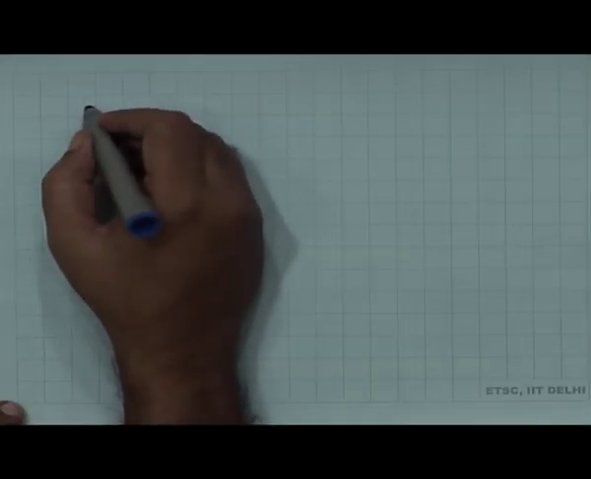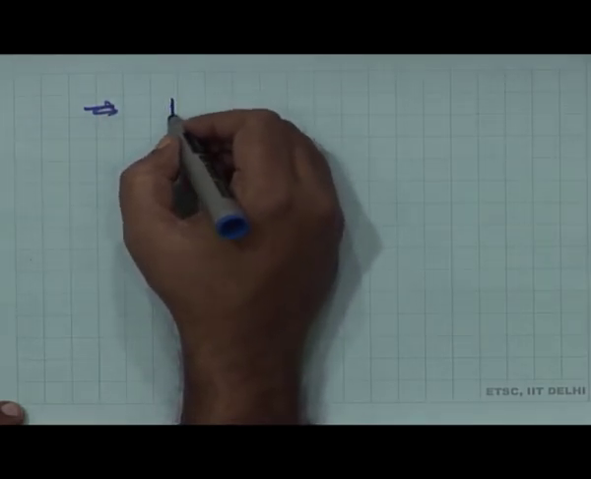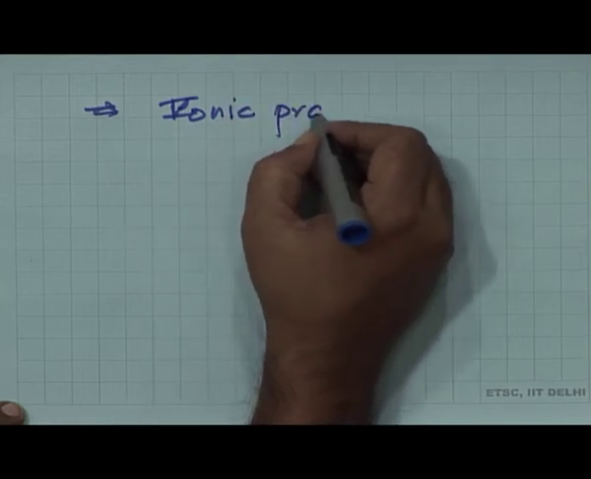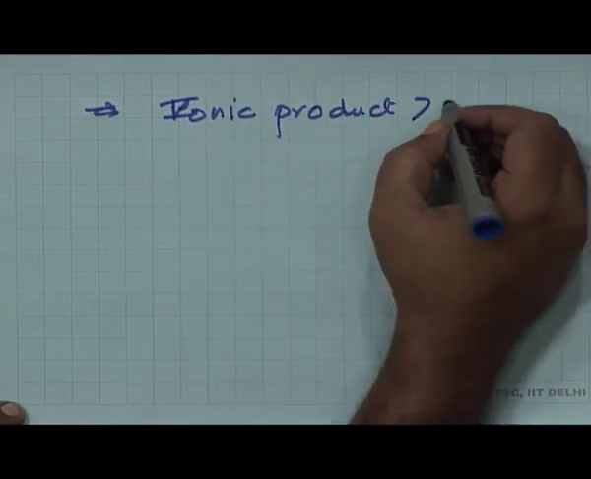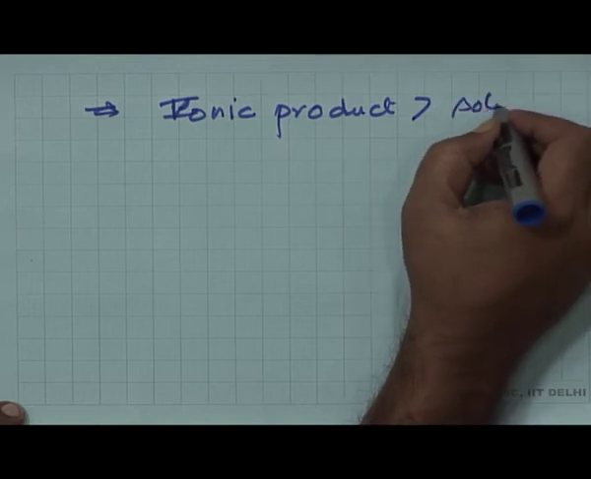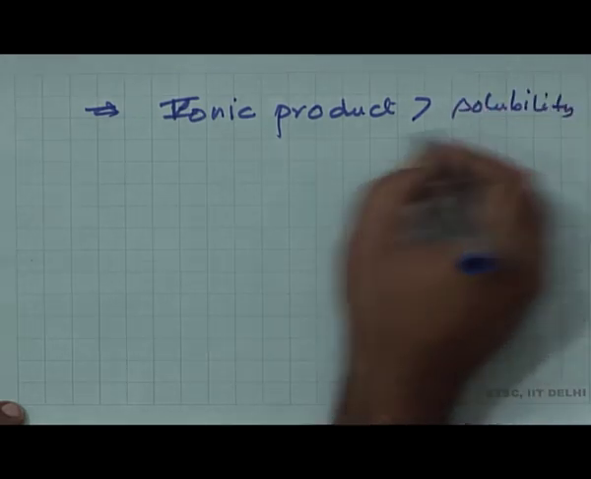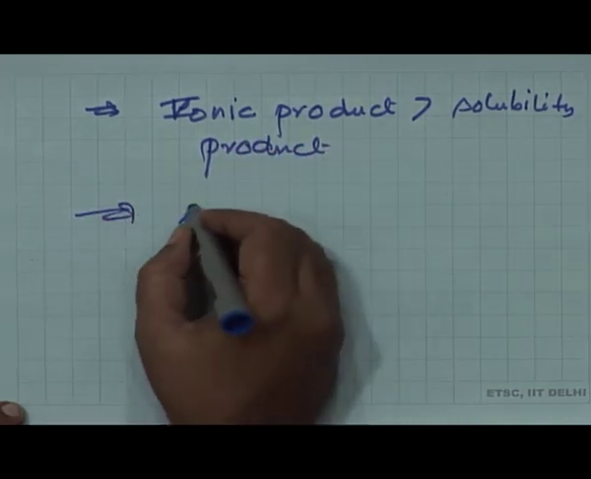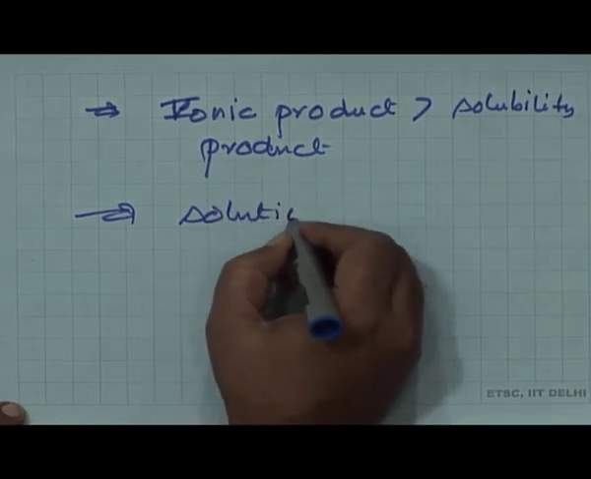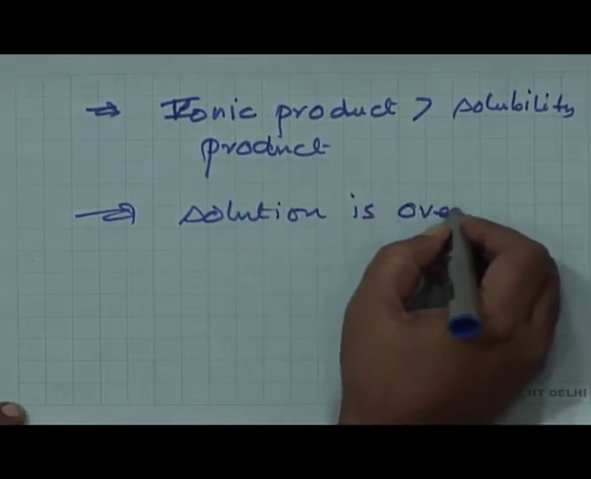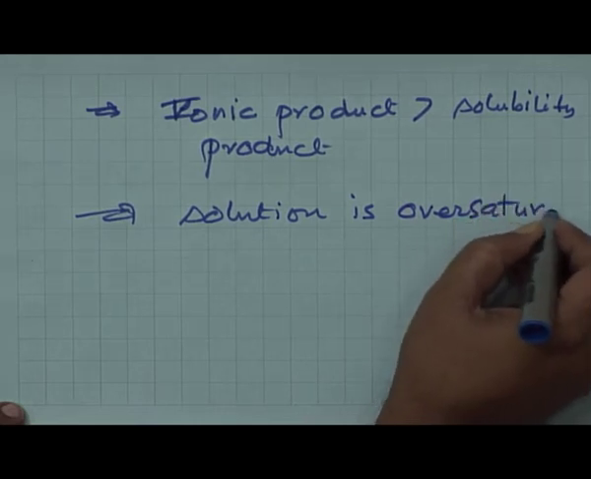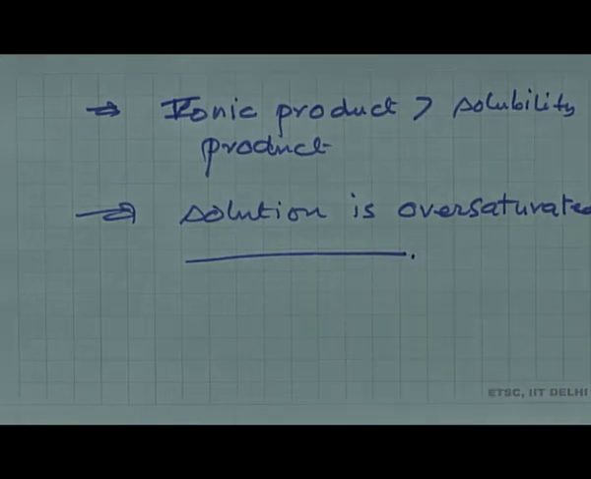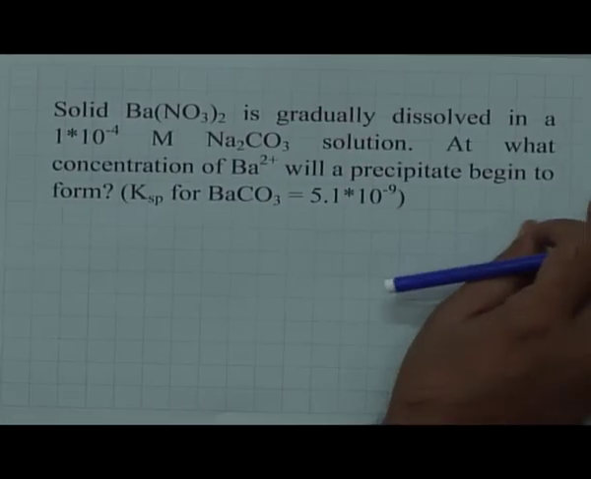When ionic product is, last one, greater than your solubility product, that means your solution is oversaturated. So, based on that, we can also look at this question.